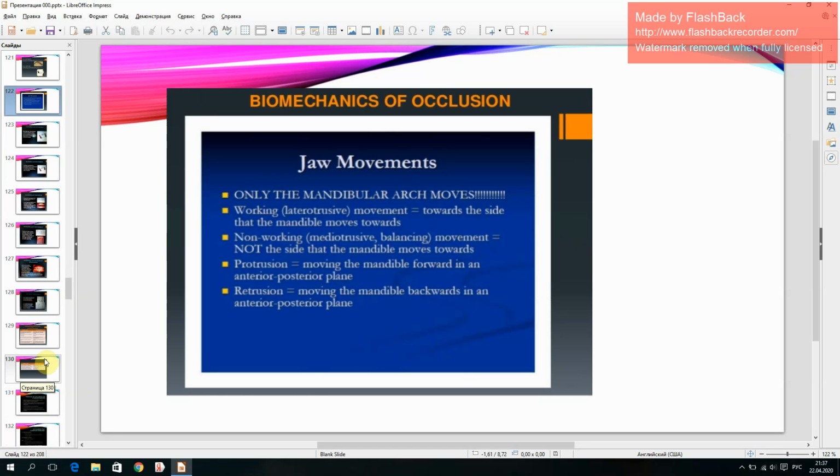Jaw movements. Only the mandibular arch moves. Working or laterotrusive movement is toward the side that the mandible moves towards. Non-working or mediotrusive balancing movement is on the side that the mandible does not move toward. Protrusion is moving the mandible forward in an anterior-posterior plane. Retrusion is moving the mandible backward in an anterior-posterior plane.